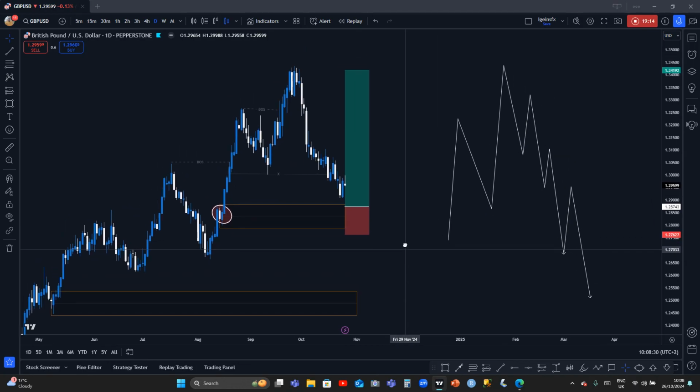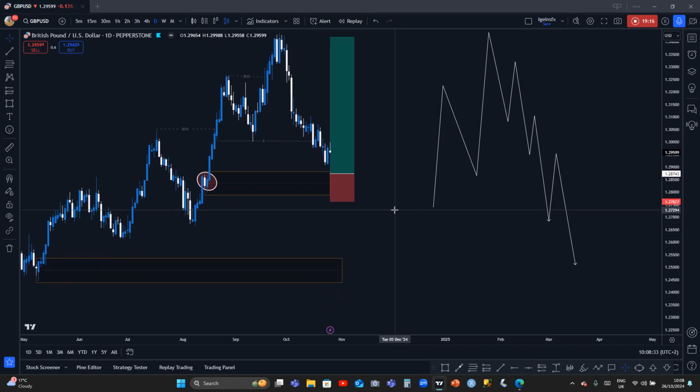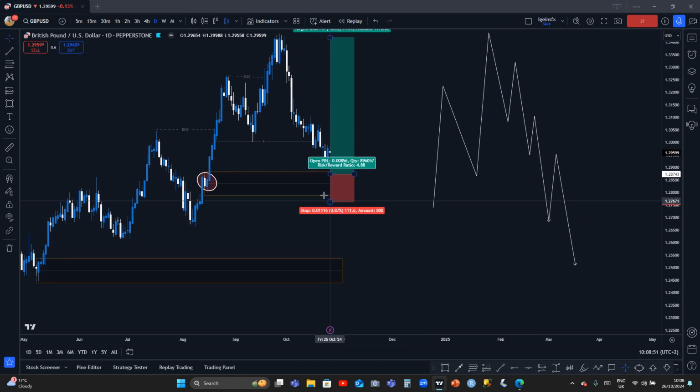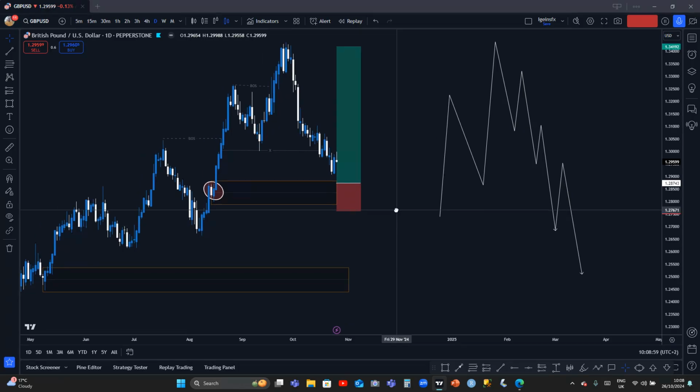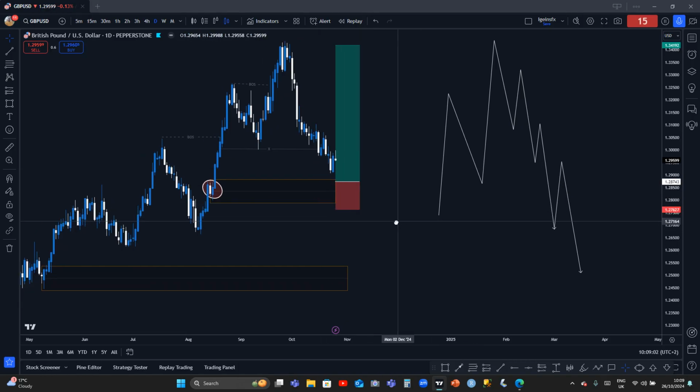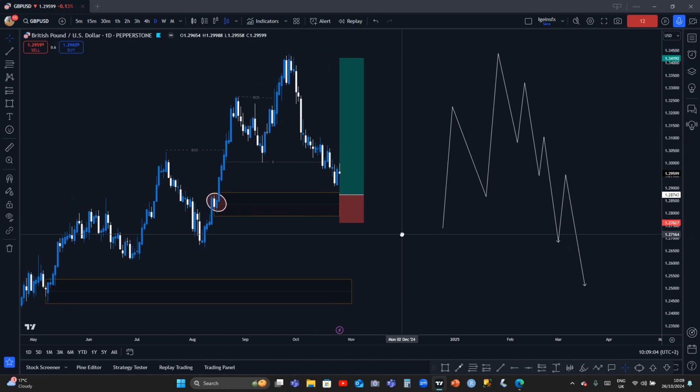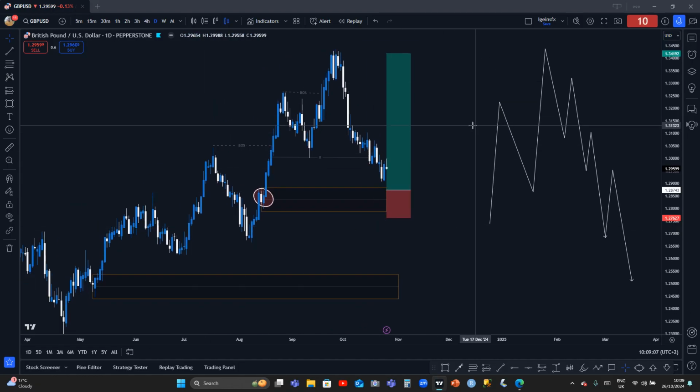And what you guys should always know is that what determines the lot size is the amount of pips, the amount of your SL. That is what determines the type of lot size you should use. The distance between your entry and where you place your stop loss is what determines the lot size that you should use. So that being said, this is the setup for GU.